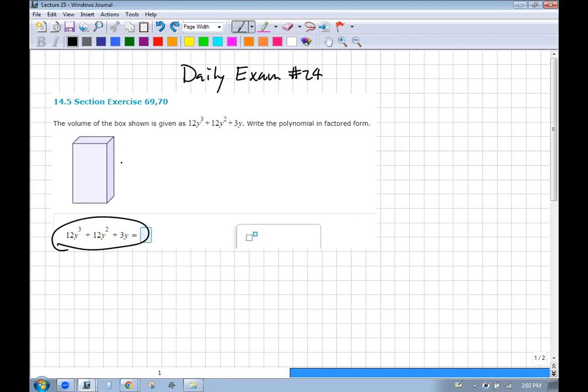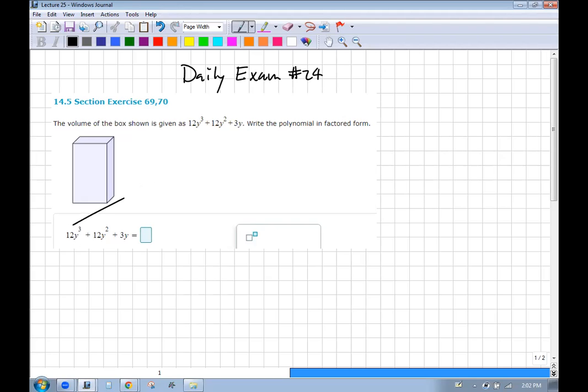Honestly, it's kind of weird for volume, but write the polynomial in factored form. So the first thing you want to do is look at the coefficients, right? Each one has at least a 3 in it, right?